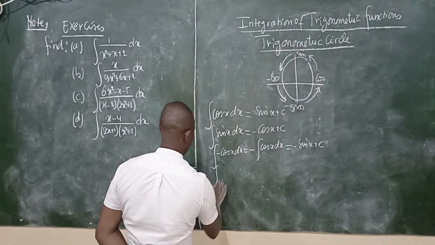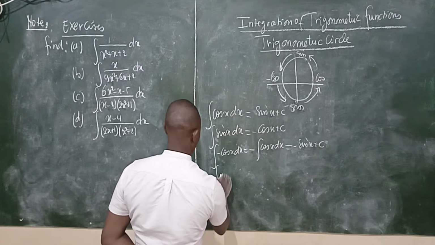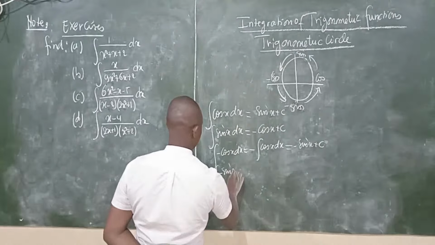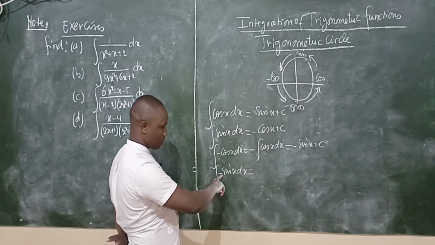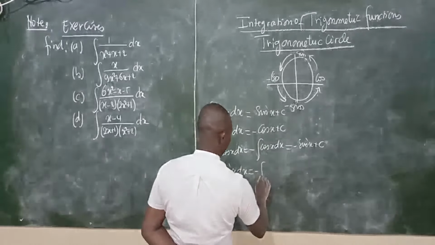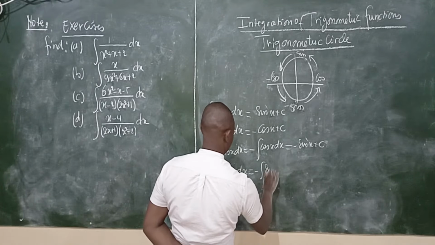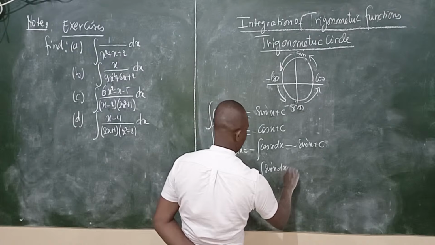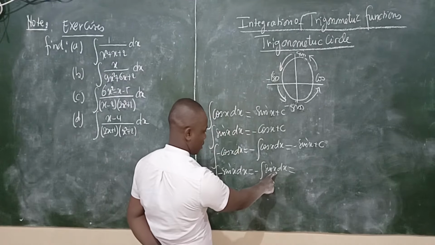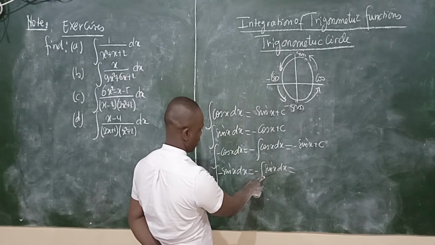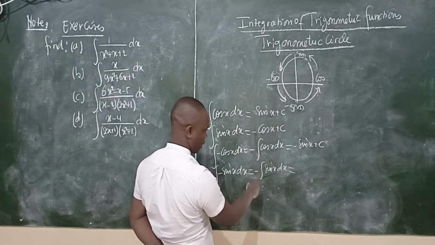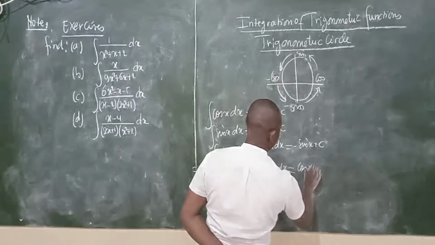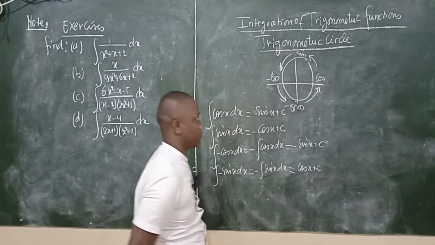And the integral of minus sine x dx, I can take out this minus to be minus the integral of sine x dx, and since the integral of sine gives minus cosine, we have minus times minus cosine, to be cosine x plus c.